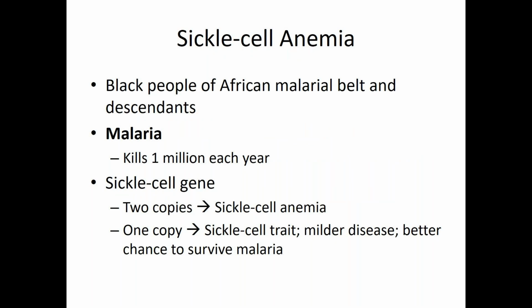Now, this is a trait we associate with Black Africans from the malarial belt, so the sub-Saharan region of Africa and descendants thereof, because again, it is genetic and genetically heritable. And the reason that we see this fixed in these populations is that these people are also susceptible to a disease called malaria. And malaria is profoundly problematic in many regions of the world. If we think about the tropics in particular, malaria kills north of 1 million people every year. Right? It's a big deal.